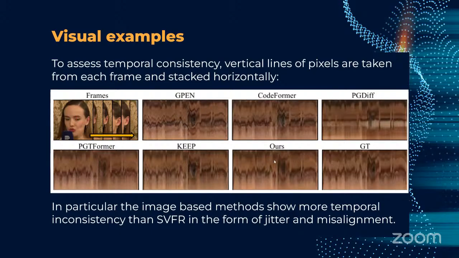If we look at the results achieved down here by the SVFR model and compare this in particular to the results achieved by the image FR models, which were GPen, CodeFormer, and PGDiff, then we see that SVFR looks quite a lot smoother because it has less jitter and less misalignment. And this visually indicates that the SVFR model is capable of achieving a stronger temporal consistency than other models, and in particular the image-based models.